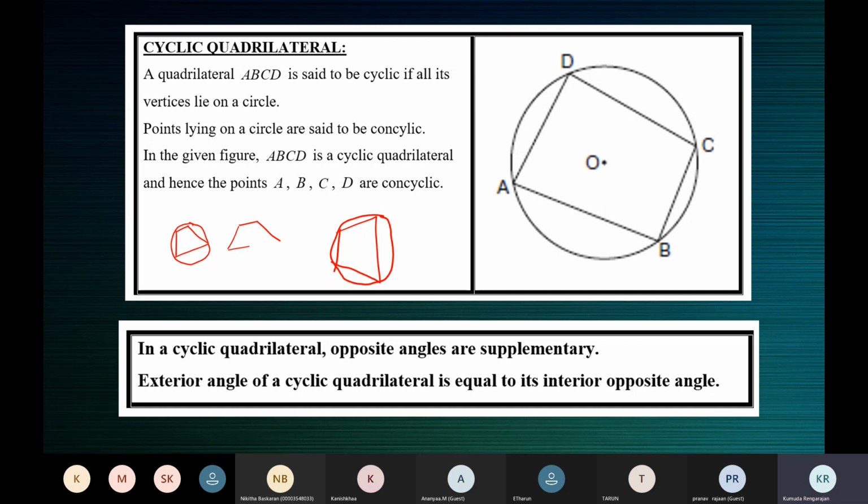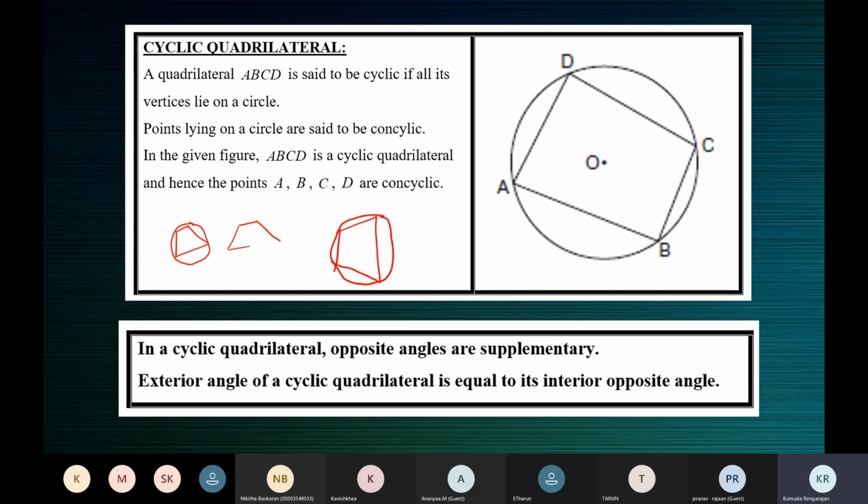So that means we are able to draw a circle passing through the 4 vertices A, B, C, and D. So the quadrilateral ABCD is said to be a cyclic quadrilateral. A quadrilateral is said to be a cyclic quadrilateral if you can draw a circle passing through all the 4 vertices.